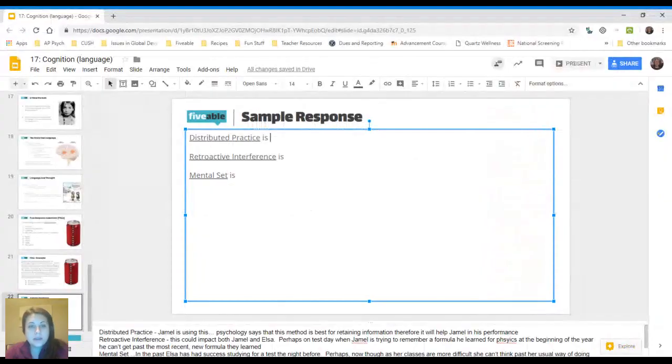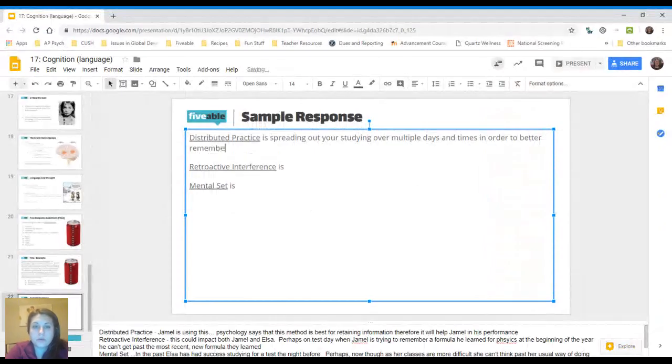Distributed practice is spreading out your studying over multiple days and times in order to better remember the material. So that's just a straight up definition. And so instead of saying distributed practice is distributing out your studying, because you don't want to do that, I say spreading out your studying over multiple days and times. So I'm using a synonym for distributed. So that's the definition aspect.